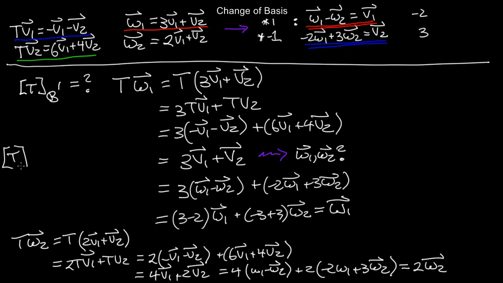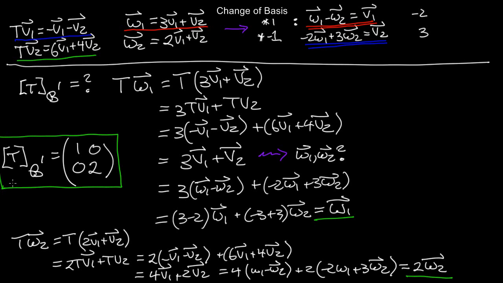So the answer at the end of the day is the matrix with respect to the new basis. I have TW1 is equal to W1 right here. So that is to say 1 W1 plus 0 W2. And TW2 is 0, 2. It actually wound up being a diagonal matrix. Here's the answer. So that was rather long-winded. I'm going to find a more efficient way to do it next, but let's look at what happened here.